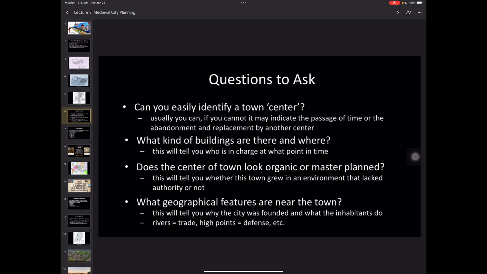Whereas the master planned communities, right, if you look at New York City and honestly any city in the United States, you will notice a very neat grid for the most part. And that tells us that when these cities sprang up, there was at least some sort of authority and idea of what they wanted to do at that point, right? Or if you look at something as basic as a town square, right? A town square is master planned. We know that there was a singular entity that kind of designed the whole thing. It did not spring up over time and organically. There was authority there, and that's why it looks the way it does. And the last thing you need to be asking is, what geographical features are near that town?